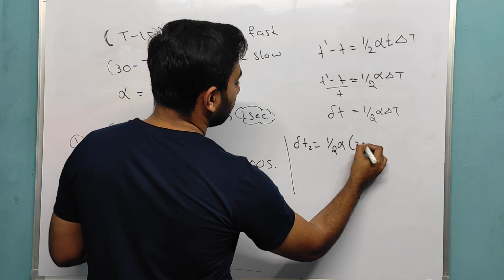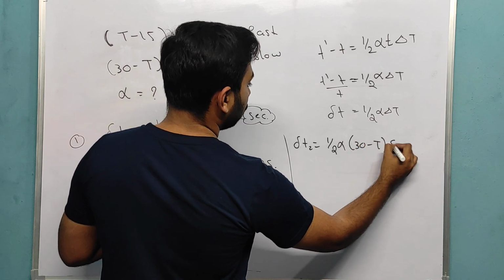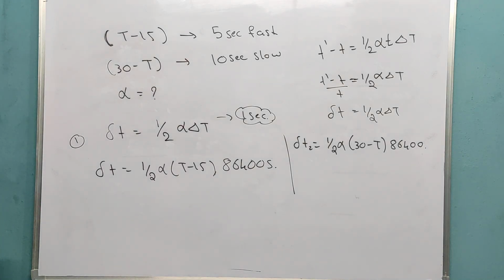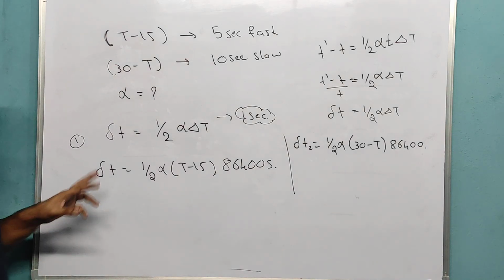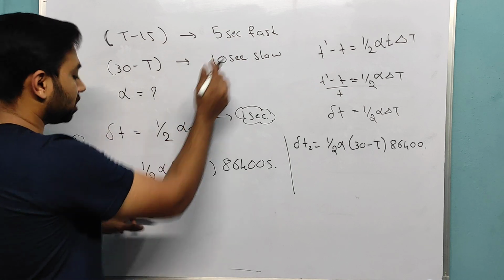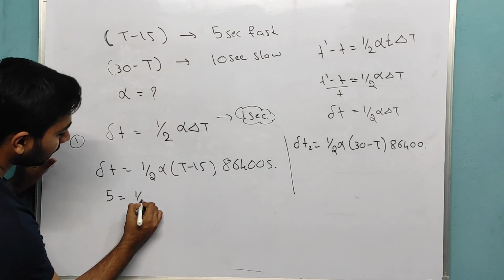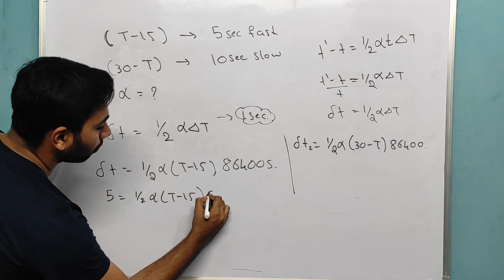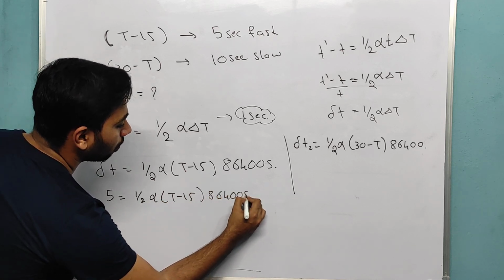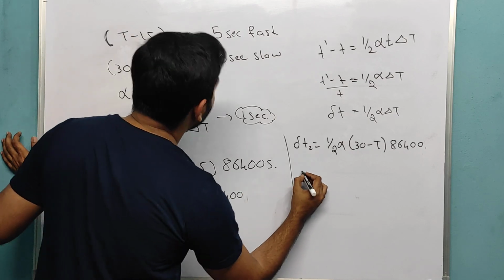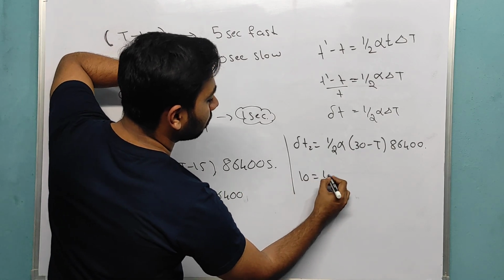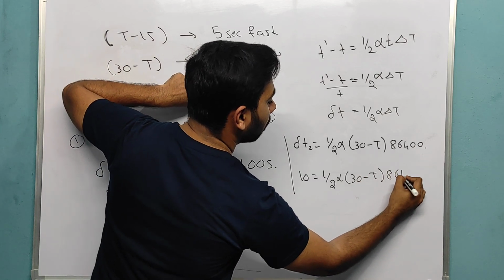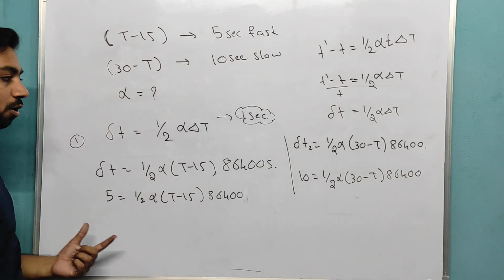Same metal, 30 minus t into 86400. Now they are saying here it is 5 seconds faster, which means the change in time is 5 seconds. Correct? Here the lag of time is 10 seconds. Right, fine. We got two expressions.